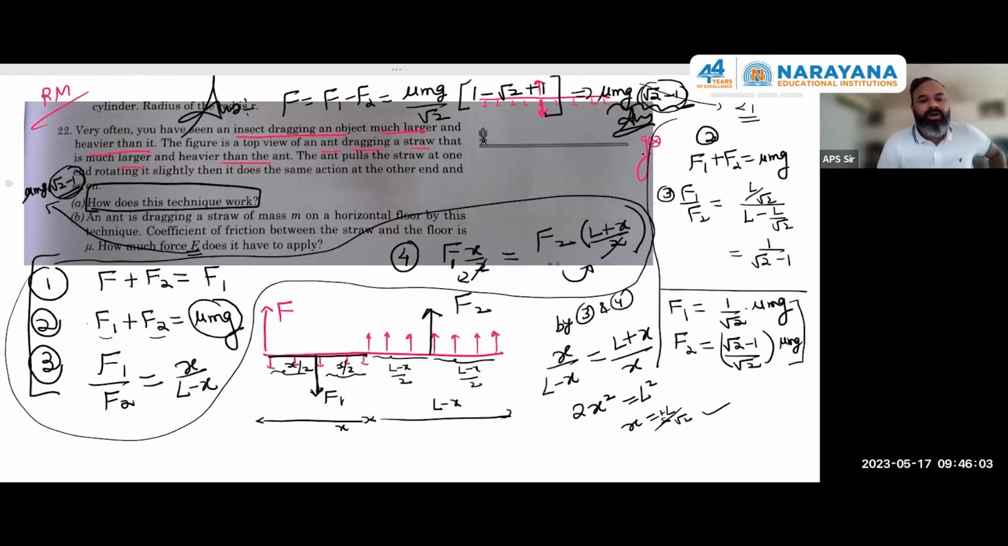How does the technique work? But the value is straightforward. So you will get your answer. How much force has to be applied?